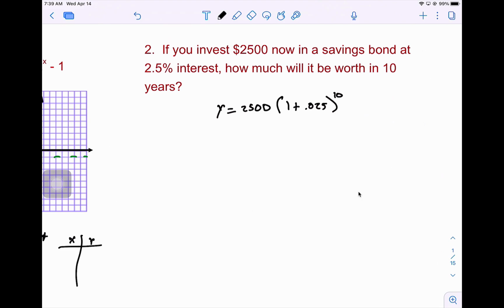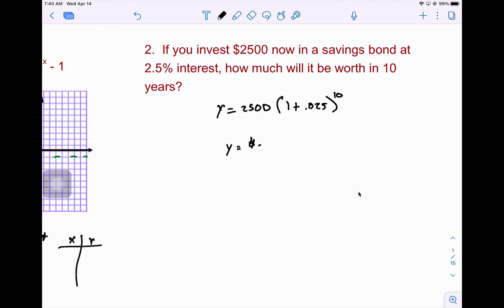And at this point, then you just plug it into the calculator. What did you get on this one? Somebody help me out. What did you end up with for an answer? How much money do we have 10 years later? Abby, did you get it? What did you get?